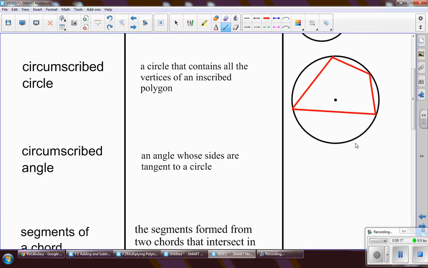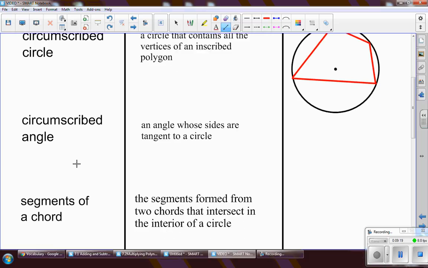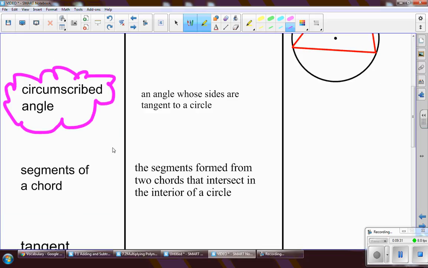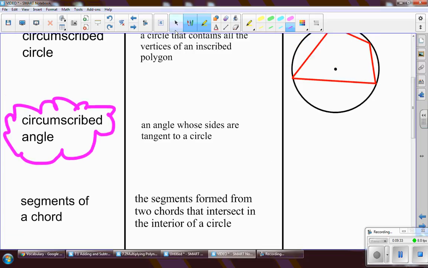All right. If you're still with us and still paying attention, for some extra credit, and don't tell anybody, do this design around circumscribed angle. Make like a cloud around that. You can get a little extra credit.